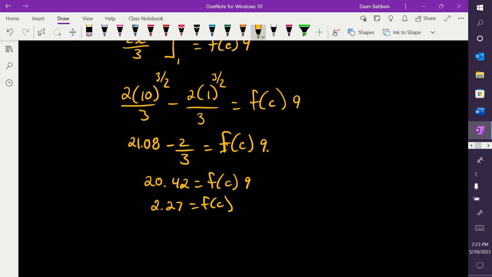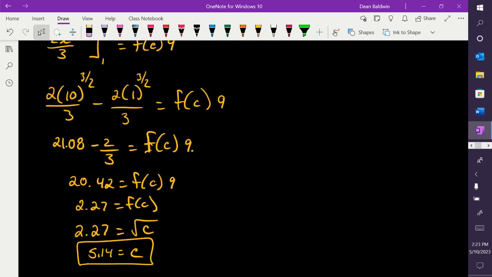What's our function? Square root x. So if I put c into the function, I get 2.27 is equal to square root of c. How do I find c? Square both sides. 5.14.